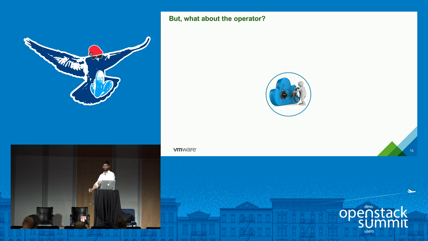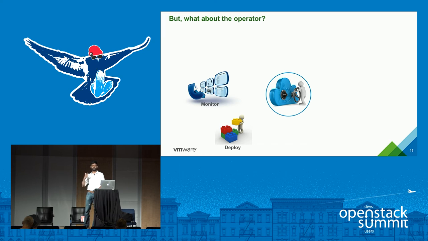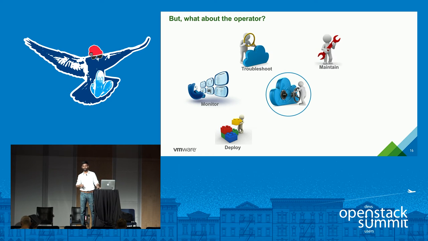But what about this guy, the operator? As much as OpenStack is a tool for developers, the operators are equally important. They have to maintain that OpenStack cloud and make sure the developers get what they want 24/7. There's a lot of things the operator has to do: deploy OpenStack in a production-grade manner, keep monitoring it, and if something goes wrong, find out first that it went wrong, then troubleshoot to figure out what went wrong and fix it. Then do maintenance on a regular basis.